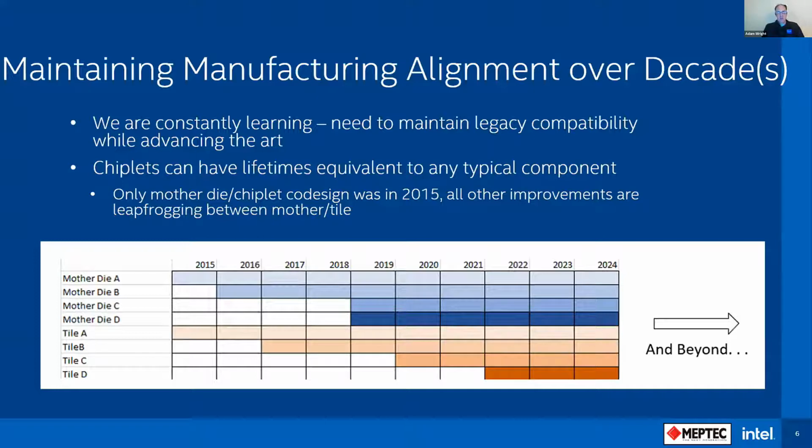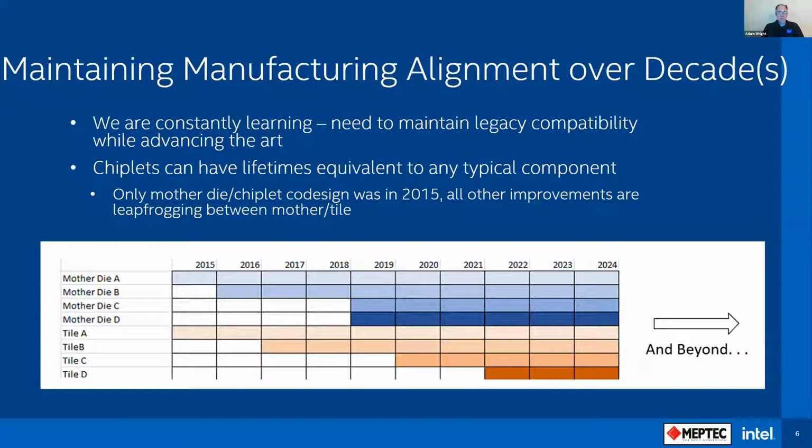Because at this point, the tile environment is pretty heterogeneous, right? The different tiles have different approaches. Within Intel, we might have half a dozen different approaches to chip testing. And we're working towards converging on that, but you don't do that in a year. The other thing to keep in mind is that chiplets have lifetimes equivalent to any typical component.